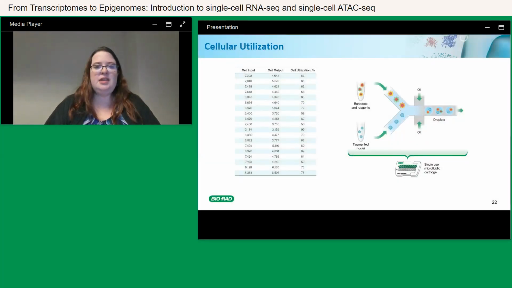By using this method of overloading beads, we obtain a cellular utilization of 60% or more across many different numbers of input cells, which is higher than the 10% cellular utilization that normal double Poisson distributions would obtain. In some cases, we can reach a cellular utilization of 70% or more.